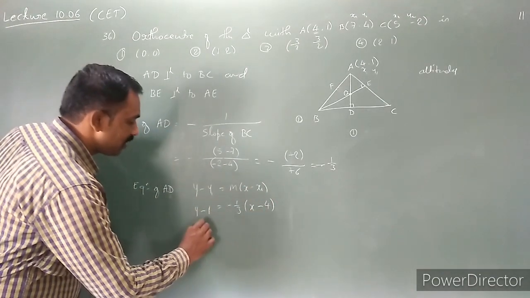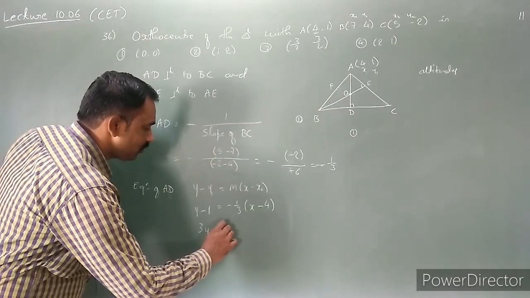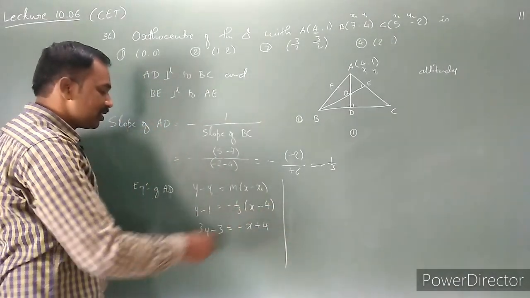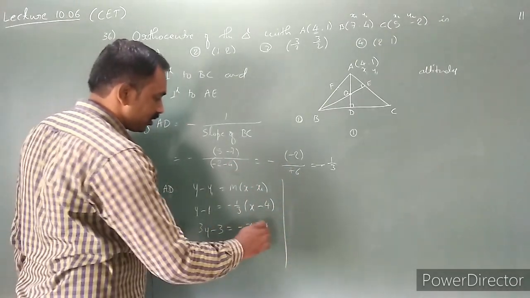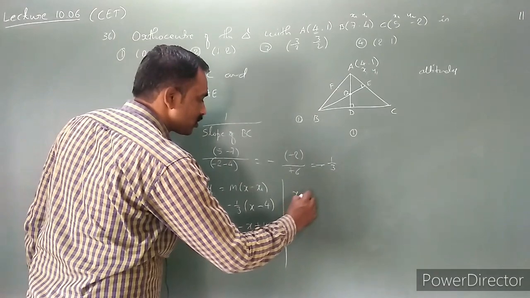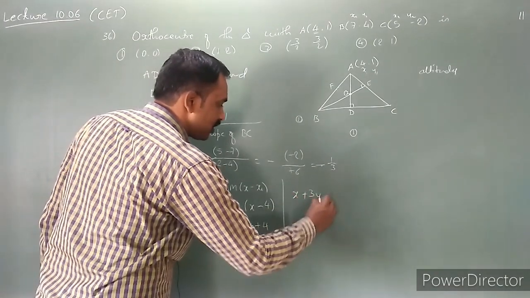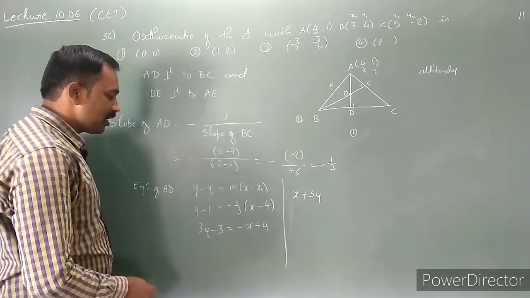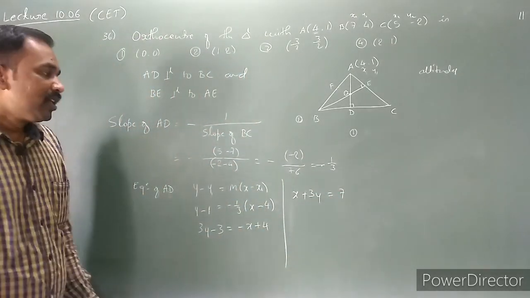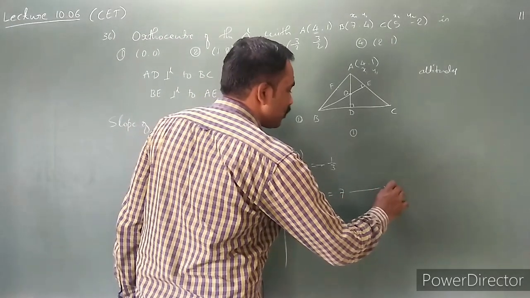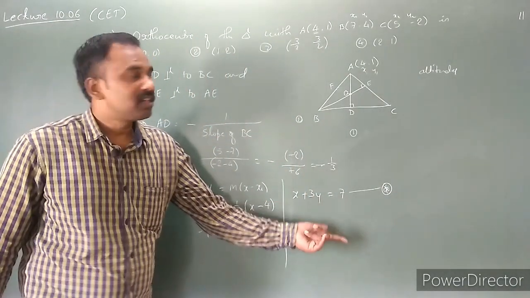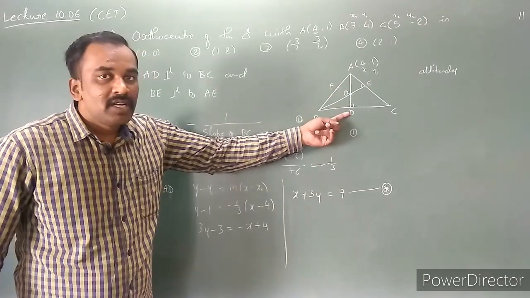Cross multiply and simplify. 3y minus 3 is equal to minus x plus 4. Now take all the terms to the left hand side. Since x is negative, x plus 3y minus 3 is shifted to the right hand side, plus 3 is equal to 7. Now this is the required equation of AD. The equation of AD is this one.